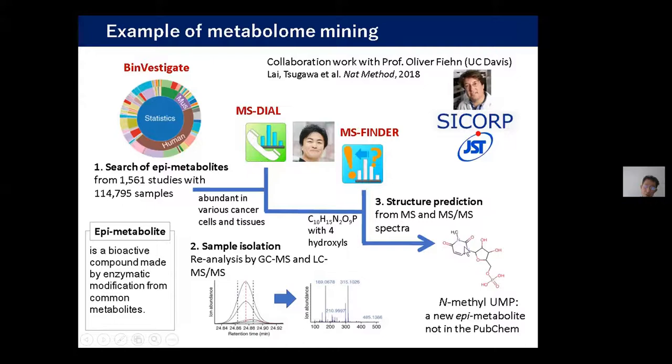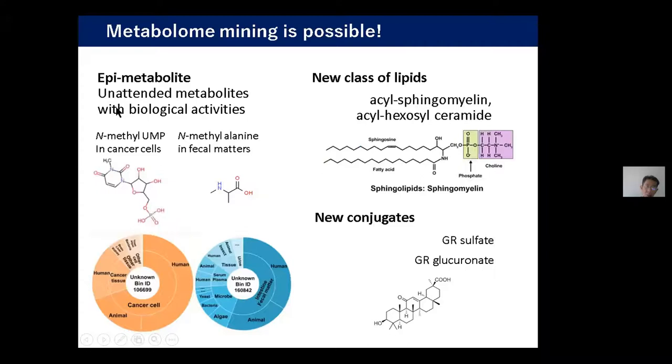So we named this type of slightly different molecular structure from standard metabolites an epimetabolite. An epimetabolite is a bioactive compound made by slight enzymatic changes from ordinary metabolites. And we hope this type of epimetabolite has a biological function, just like methylation changes gene function in epigenetics. In this way, we could predict epimetabolites, usually methyl molecules like N-methyl UMP or N-methyl alanine. But these are kind of small modifications.